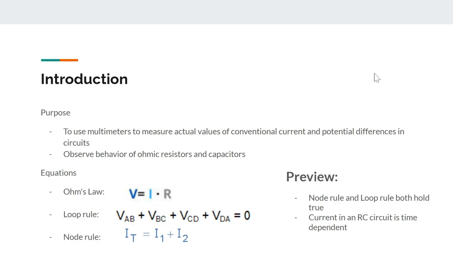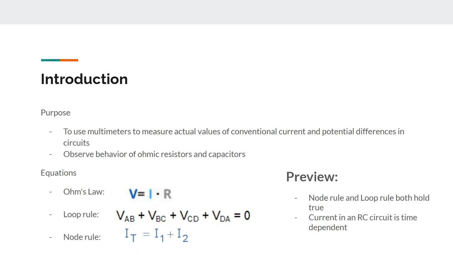Introduction. The purpose of this lab was to use multimeters to measure actual values of conventional current and potential differences in circuits. We also observed the behavior of ohmic resistors and capacitors.